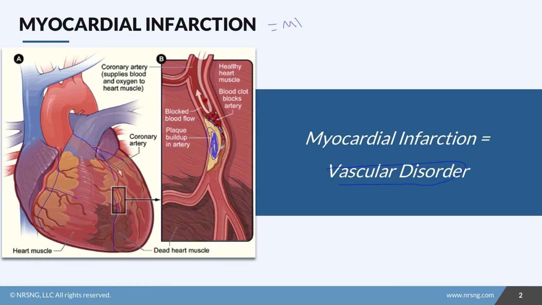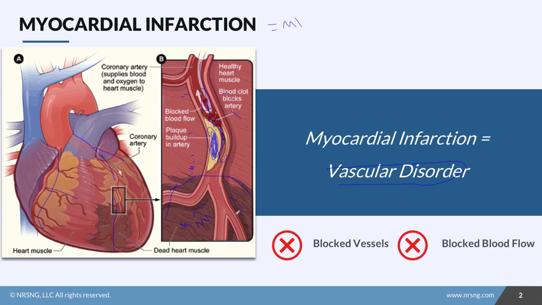As you can see here, the blood cannot flow past the occlusion, and therefore the muscle beyond the occlusion is dying. You can see this nice, healthy muscle here, and then you can see this dead heart muscle beyond the occlusion. It can't get oxygen. The problem is the vessels. So think blocked vessels, blocked blood flow.